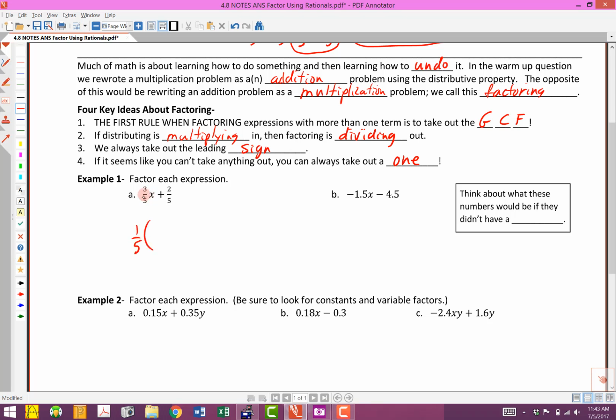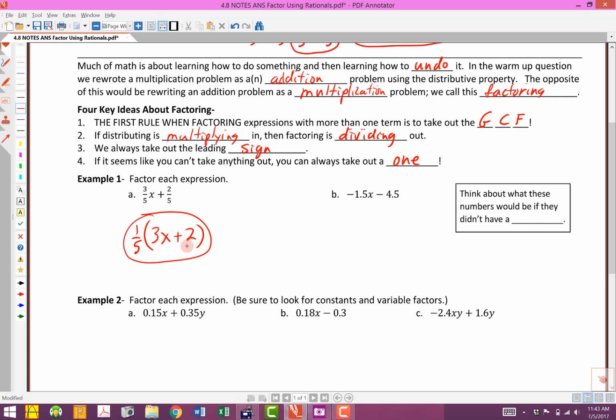If I take out the 1/5, I'd be left with a 3 on the top and an x, so I'd be left with a 3x. If I take out the fifth part of this, I'd be left with a 2. So there's the answer right there. So I've got the 1/5 out front, and then I've got the 3x plus 2 inside parentheses. Remember, two terms here, we're going to have two terms inside the parentheses.